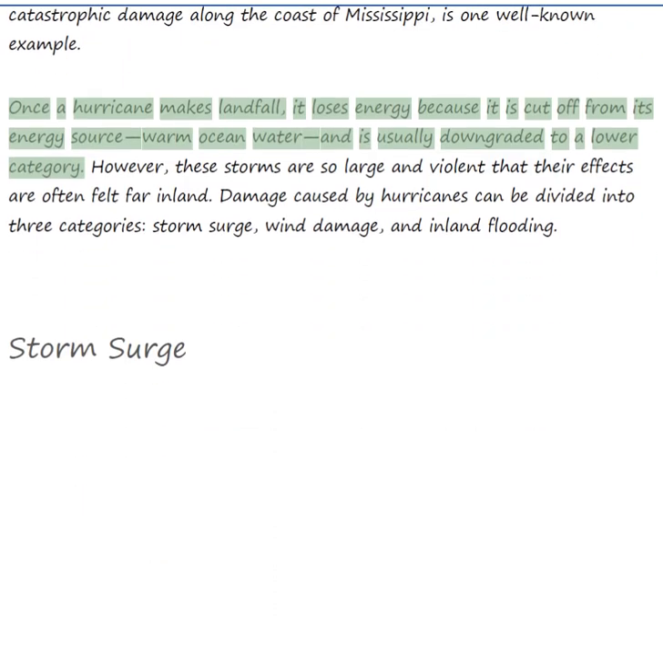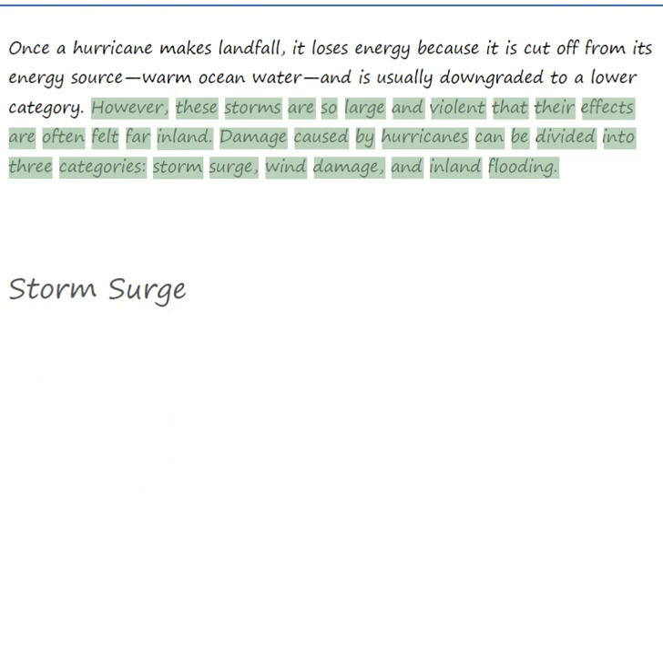Once a hurricane makes landfall, it loses energy because it is cut off from its energy source, warm ocean water, and is usually downgraded to a lower category. However, these storms are so large and violent that their effects are often felt far inland. Damage caused by hurricanes can be divided into three categories: storm surge, wind damage, and inland flooding.